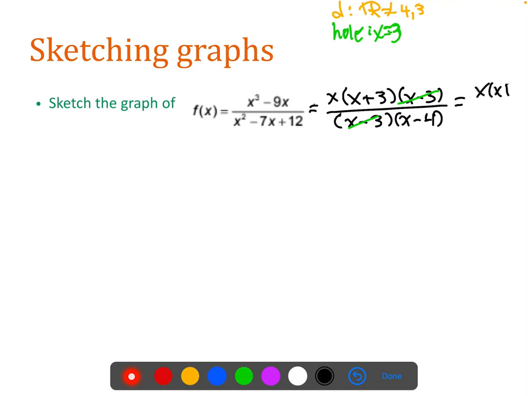So that means he's at 3. I can't write today. I'm trying not to make it do that again on you. We also found that when we reduced this, it gave us x plus 3 over x minus 4, that our VA is at 4.